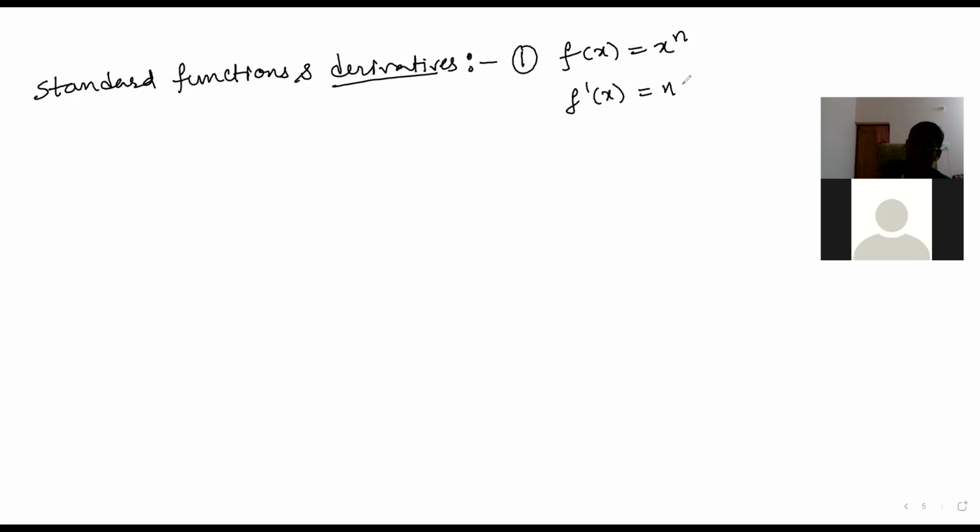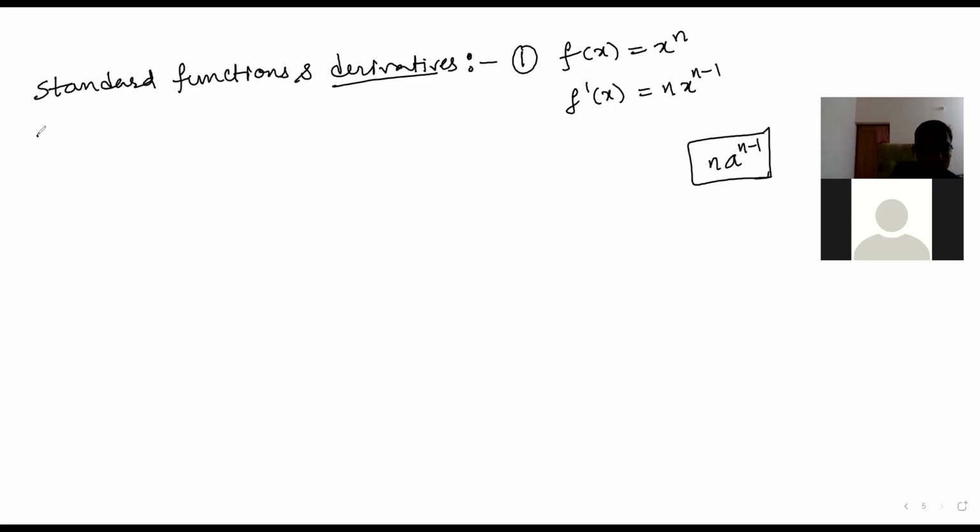It is n into x to the power of n minus 1. Yes, you remember, n into x to the power of n minus 1 comes from that only.